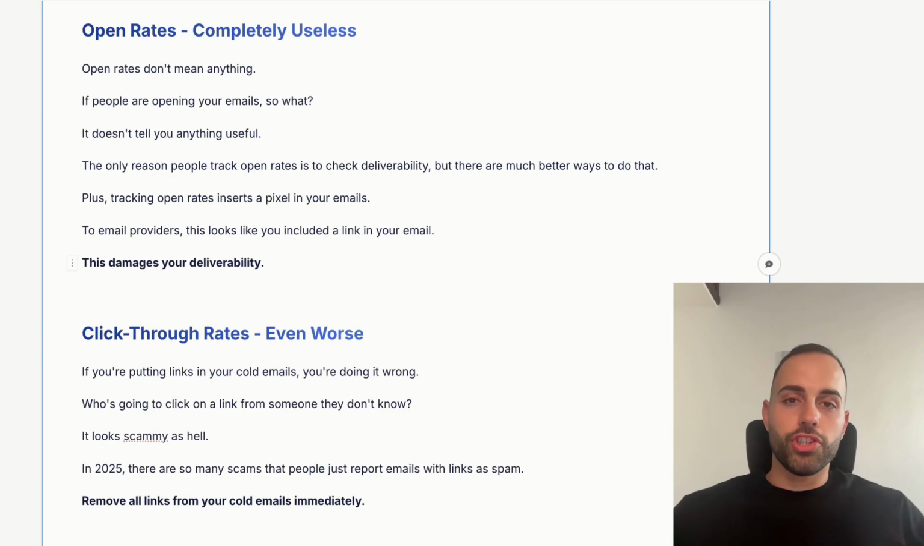Now, the second metric you shouldn't be tracking is click-through rates. First of all, if you're putting links in your emails in the first place, you're doing it all wrong already. Because who is going to click on a link that is in an email from a stranger, from someone that they don't even know? It looks scammy as hell, and in 2025, there are so many scams going on that people will just report that email as spam. So first of all, you want to remove all links from your emails, and then you want to switch off click-through rate tracking as well. So you shouldn't be tracking open rates, and you shouldn't be tracking click-through rates.